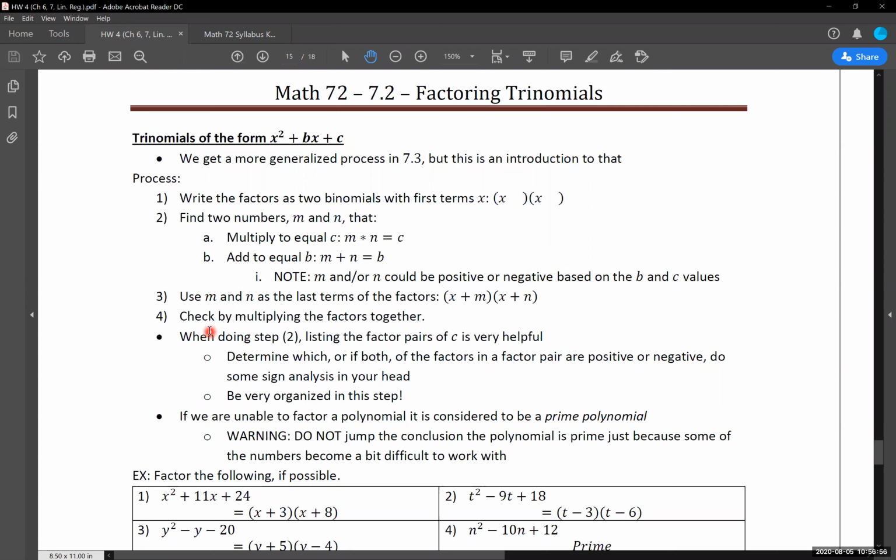We can check our answer by multiplying these two factors together using the distributive property, like we did in, was the chapter 5 material? Chapter 4. It's one of those two. I'm forgetting off the top of my head right now. But in the chapter 4, chapter 5 material where we're working with multiplying polynomials together, that's what we're going to be doing here with these, if you would like to check your answer.